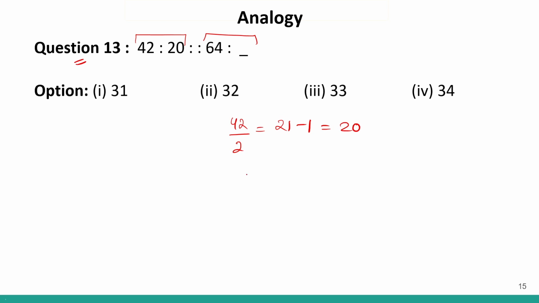Now let us see for 64 also. So 64 by 2 will give me how much? 32. And minus 1 will give me 31. Do we have 31 in the options? Yes. Option number 1 is 31. So this will be the answer. This will be the correct answer. 31. Okay?